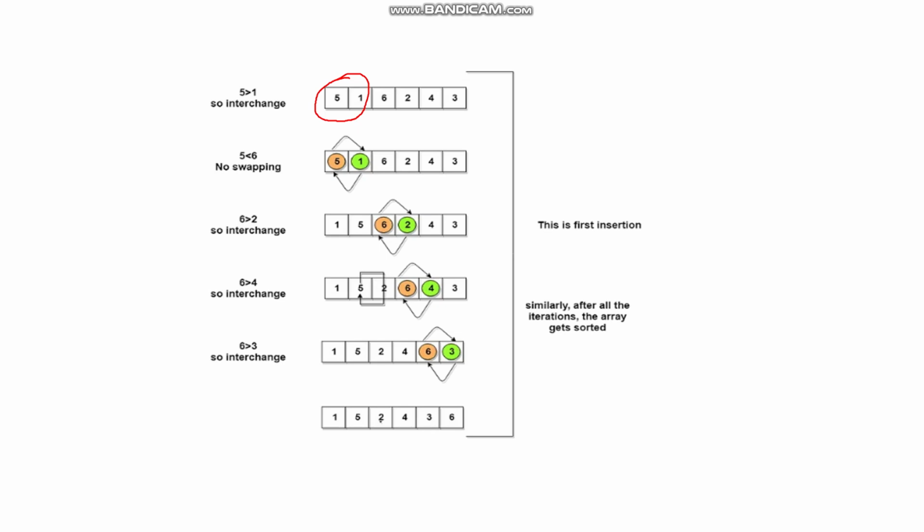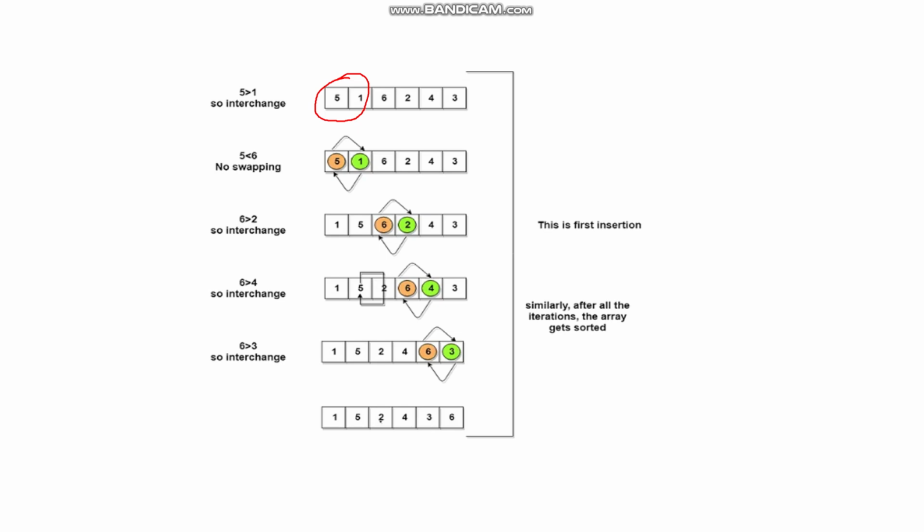Next, 6 and 4. The 6 is greater than 4, so the 6 is placed here and the 4 is shifted here, giving 1, 5, 2, 4, 6 and 3. Next, these two elements are compared, 6 and 3. The 6 is the highest value compared to 3, so it is shifted to the end.